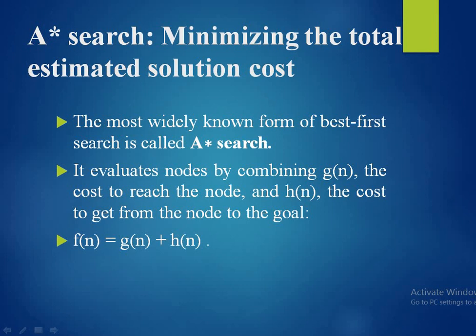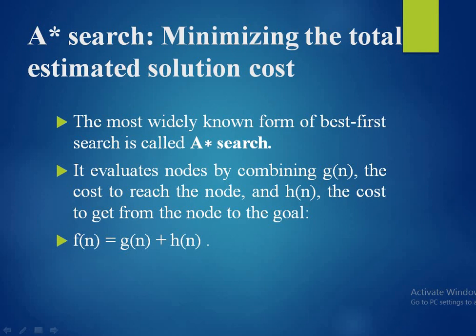The most widely known form of best first search is called the A star search. It evaluates nodes by combining g of n and h of n. What is g of n here? G of n is nothing but the cost to reach the node. And what is h of n? It is the cost to get from the node to the goal.